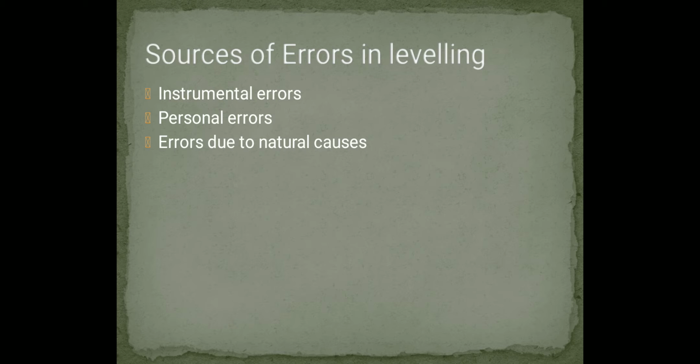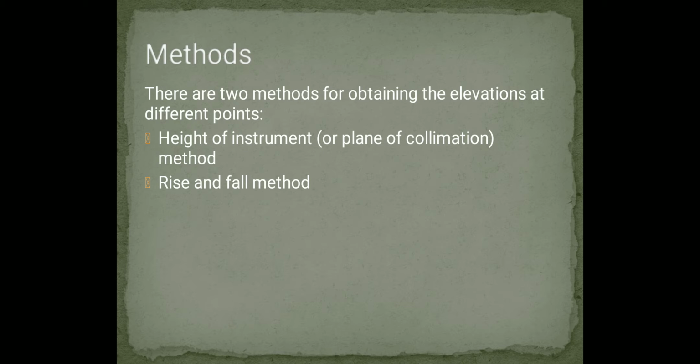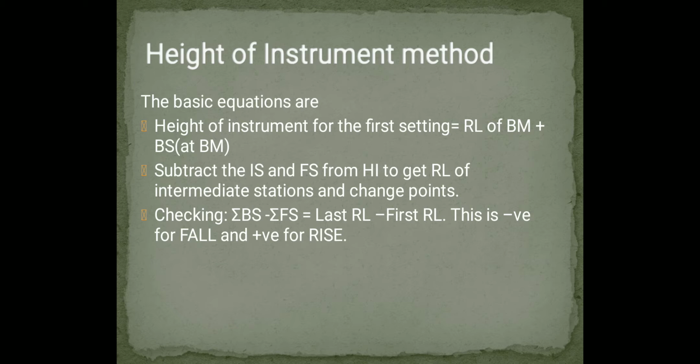What are the sources of error in leveling? We have instrumental error, personal error and error due to natural causes. What are the methods of leveling? There are two methods for obtaining the elevation of points. One is the height of instrument method, or height of collimation method, or plane of collimation method, and the second method is the rise and fall method.